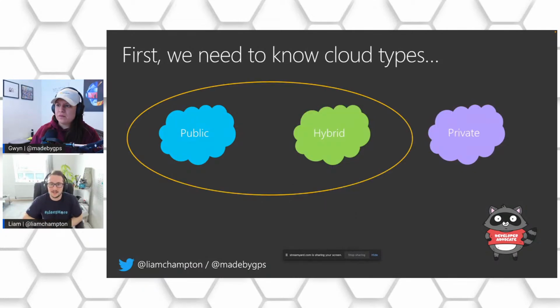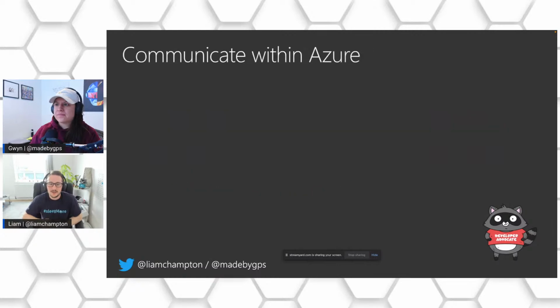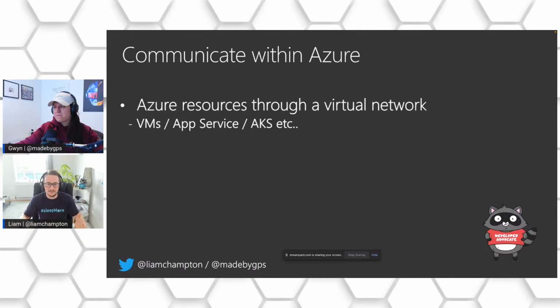Now, today we're going to be looking at public and hybrid, because you don't necessarily use virtual networks with private. If you want to be communicating within Azure, there are a number of ways you can do that. First of all, you have resources. You can deploy resources into a virtual network: things like virtual machines, app services, Kubernetes, databases, and all those lovely resources you want in the cloud.